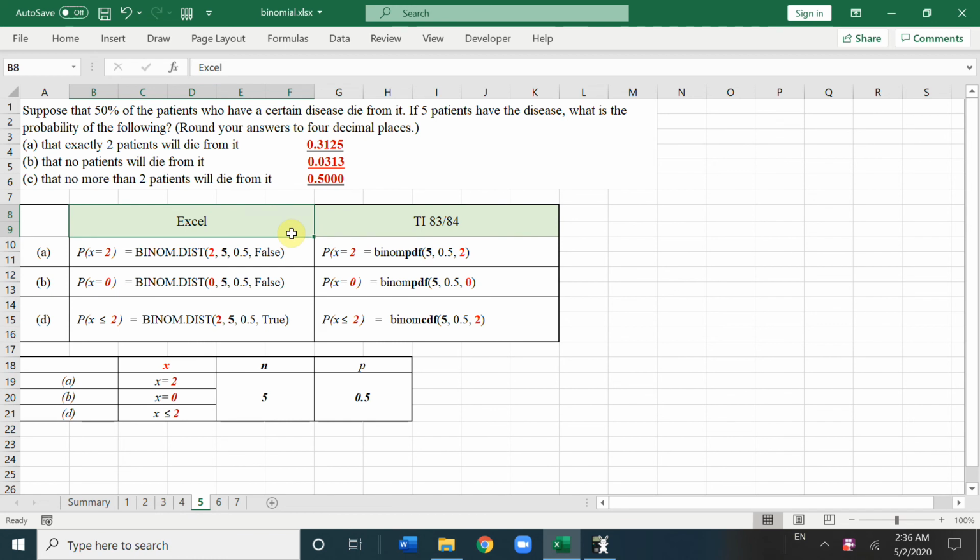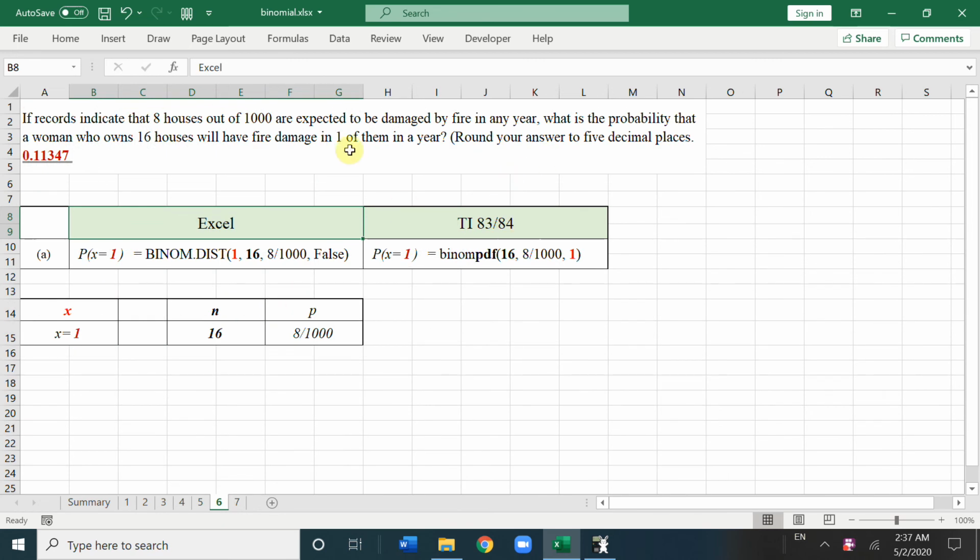Number 5. So 5 patients, trials 5, 50% survive, 50% die. So the first 2 are PDF, the last one is CDF, and true in Excel. Number 6, trials is 16 houses. 8 houses out of 1,000, so 8 over 1,000. So 1,000 minus 8, 992 over 1,000 is the probability of not getting damaged.